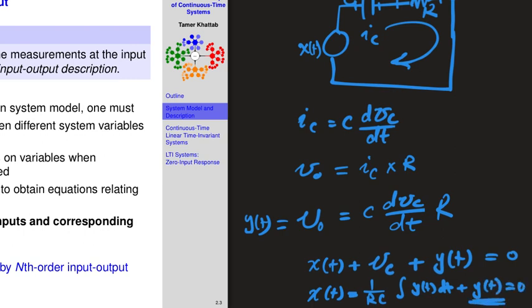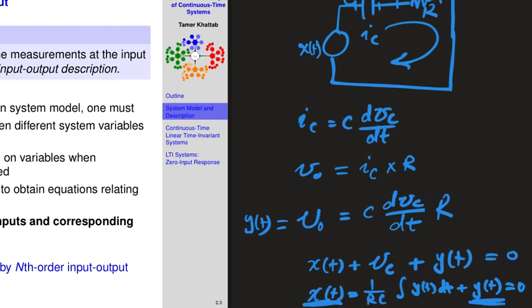Now you have a relation between y of t and x of t. It's a complicated relation, but this is a relation that shows you how to relate the input and the output together. So we only have inputs and outputs only in this equation, right? The output y of t and the input x of t. And if you want to get this relation without the integral, just take the derivative of everything.